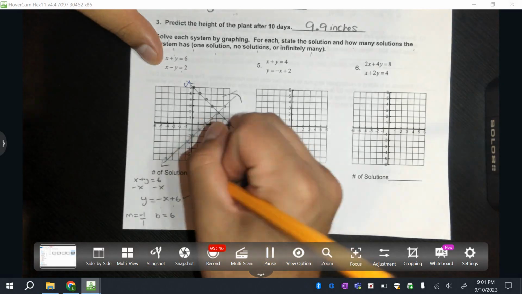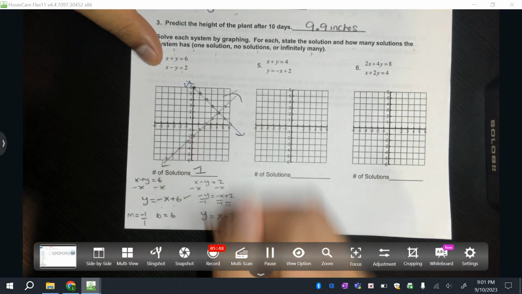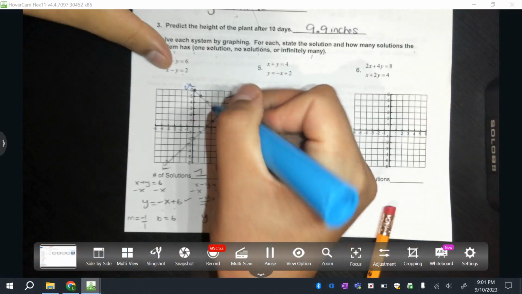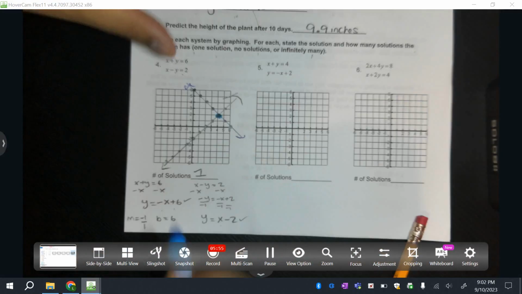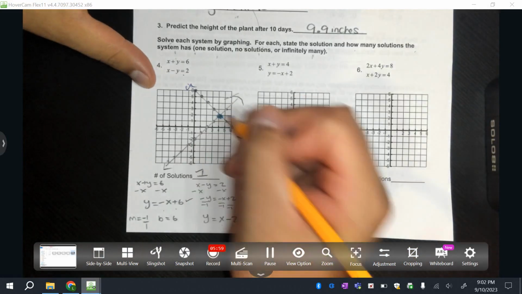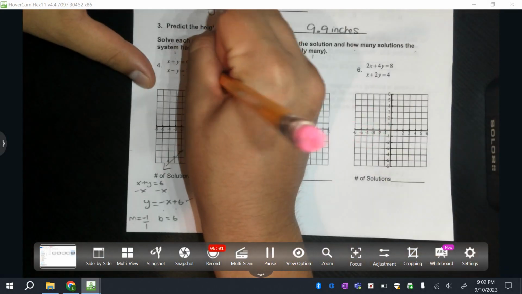And then we have one solution, and that one solution is right where the two lines intersect. That solution is 4, 2.